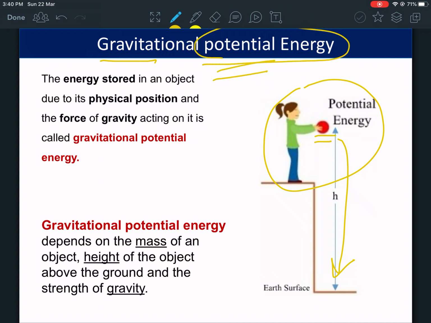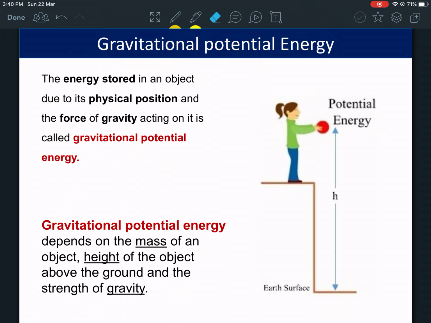And it is potential because it's not moving. It's not moving yet. She's holding the ball. When she lets it go, it moves, it becomes kinetic. But right now, it's just gravitational, as you can see. So this is gravitational potential energy. Now, gravitational potential energy relies on the mass. So if the object is heavier, if we have a bigger ball, it will have more gravitational potential energy. And the height.